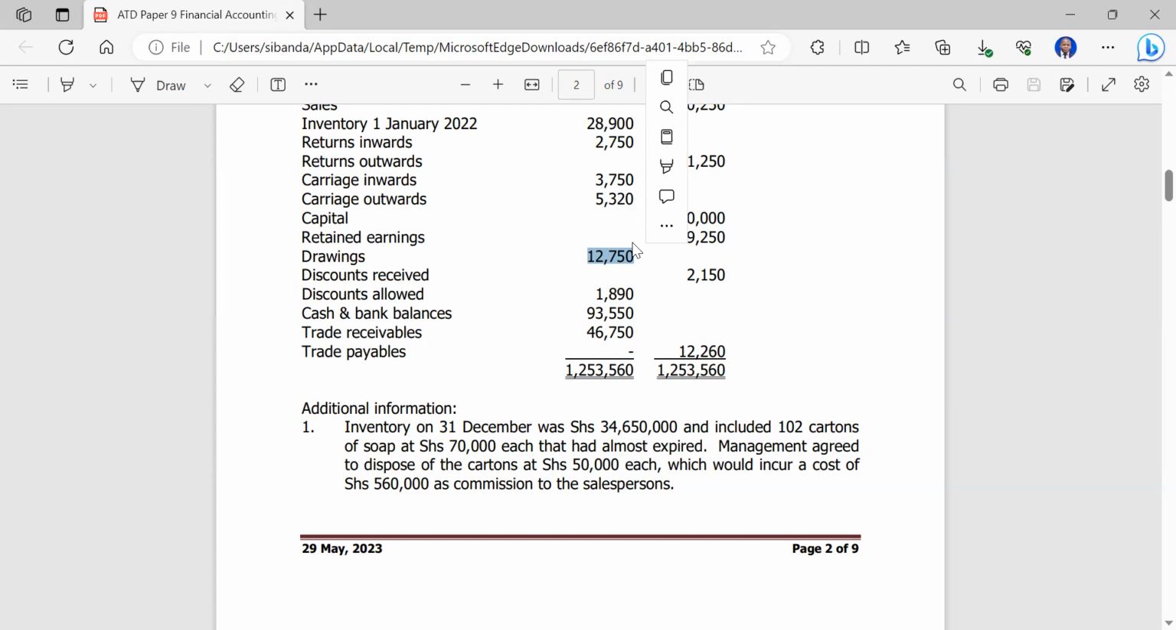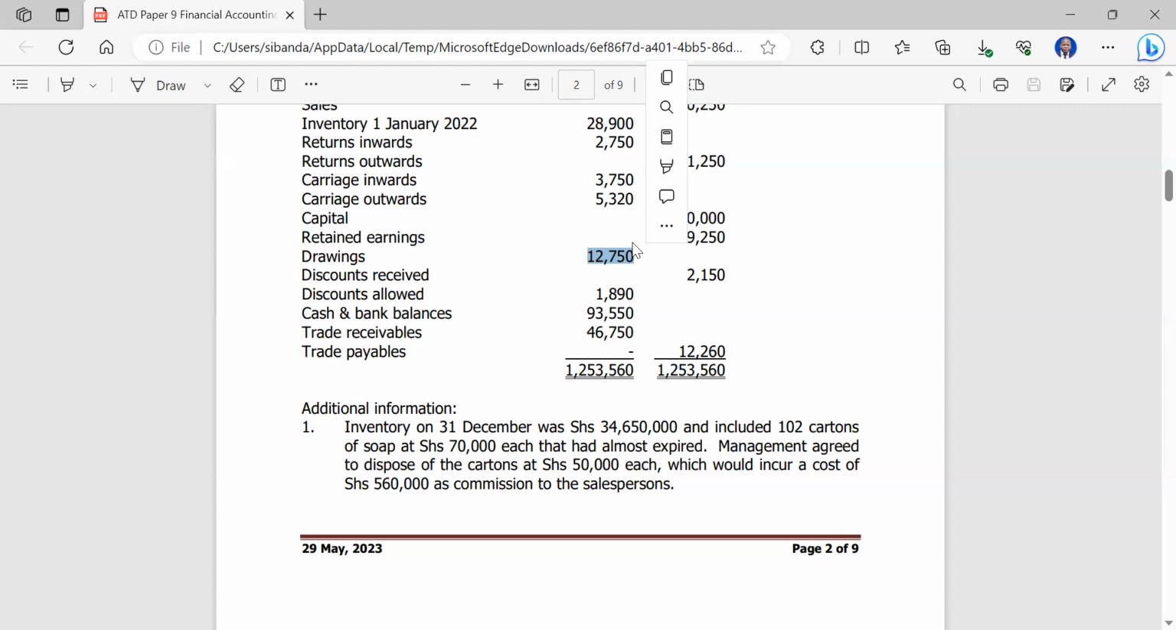What I'm trying to bring out here is, how can I differentiate drawings for personal use and drawings for business use? If you see the word drawings anywhere, those drawings are usually for personal use. The word drawings means removing money from the business for personal use. We don't have any drawings of business use. As an accounting term, whenever you see it, it means money is being removed for personal use.